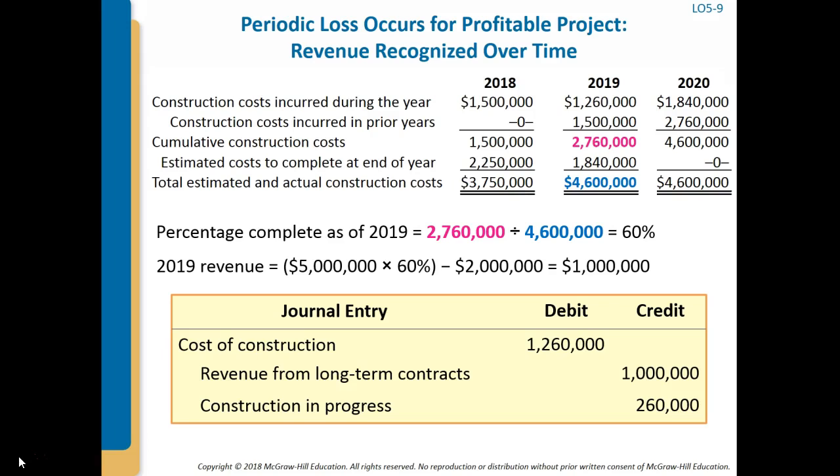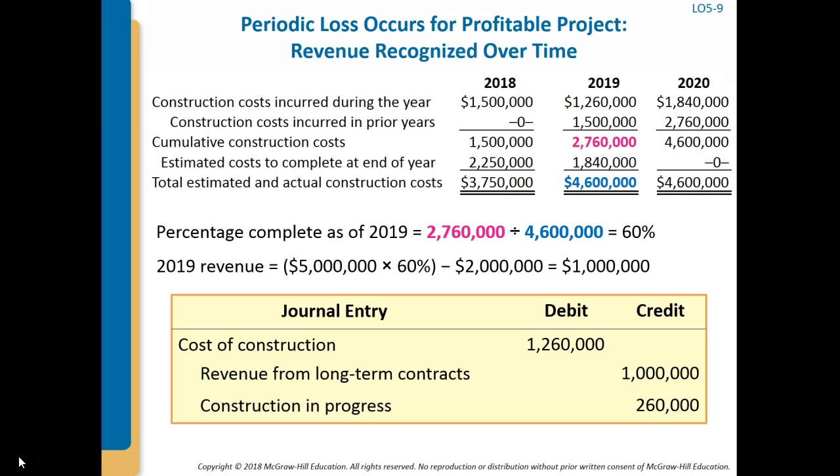But at the end of 2019, the company now forecasts a total profit of $400,000, the $5 million minus the $4.6 million on the project. And at that time, the project is estimated to be 60% complete, which is the $2,760,000. Divide that by $4,600,000 to give us our 60% complete.